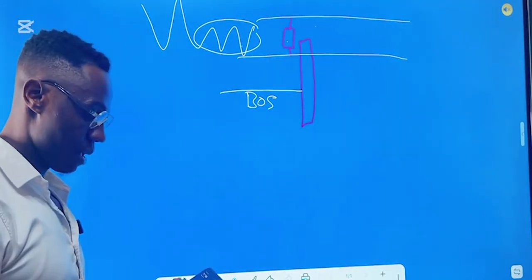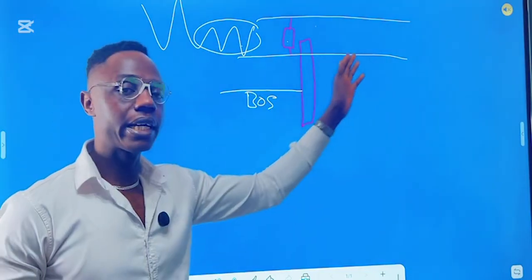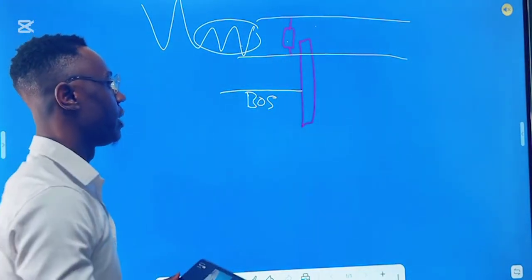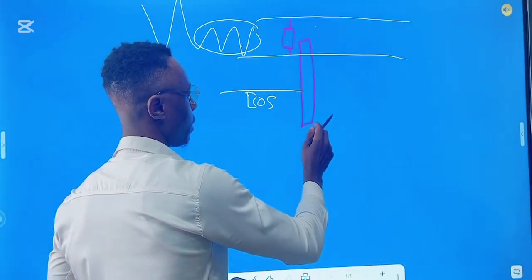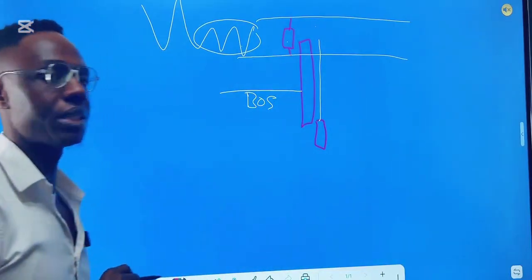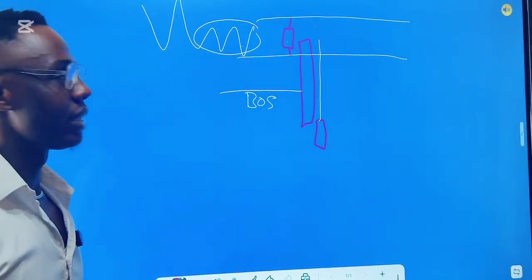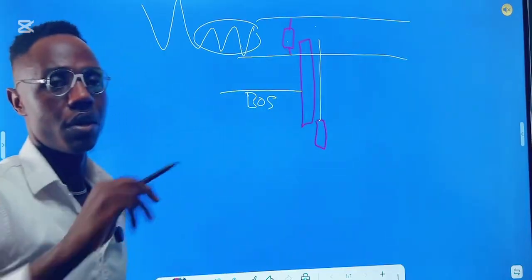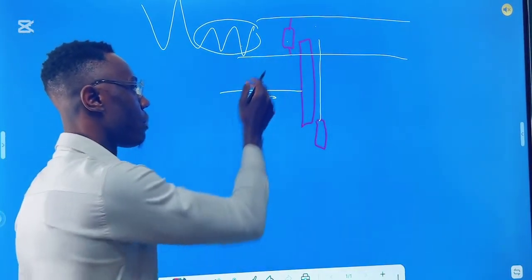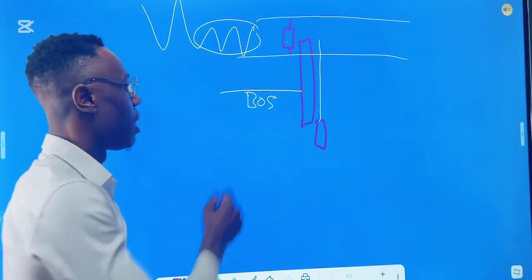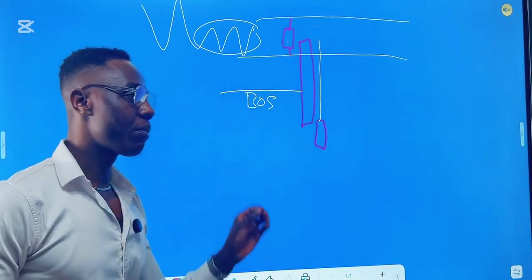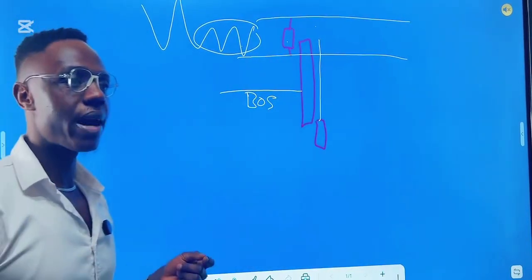And what else? The order block shouldn't be mitigated. No candle should mitigate the order block zone. So assuming you have this candle, for instance, and this candle has already mitigated the order block zone with a wick, this order block ceases to be an order block. In other words, if you want to trade this zone, you don't trade it as an order block, but instead trade it as what? A resistance zone.